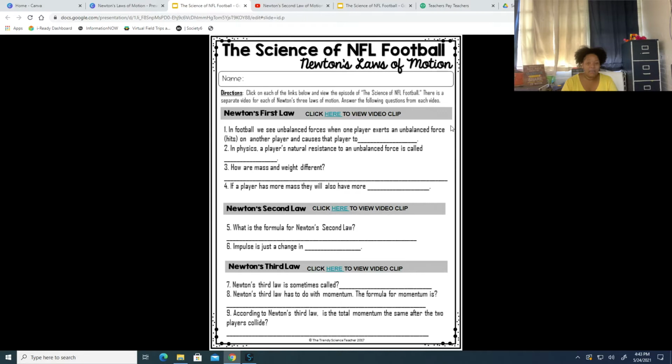And number 6 says impulse is just a change in blank. As they told us in the video, impulse is just a change in momentum. So we have gone over Newton's first law of motion, Newton's second law of motion, and now we're going to go through the last one, Newton's third law of motion.